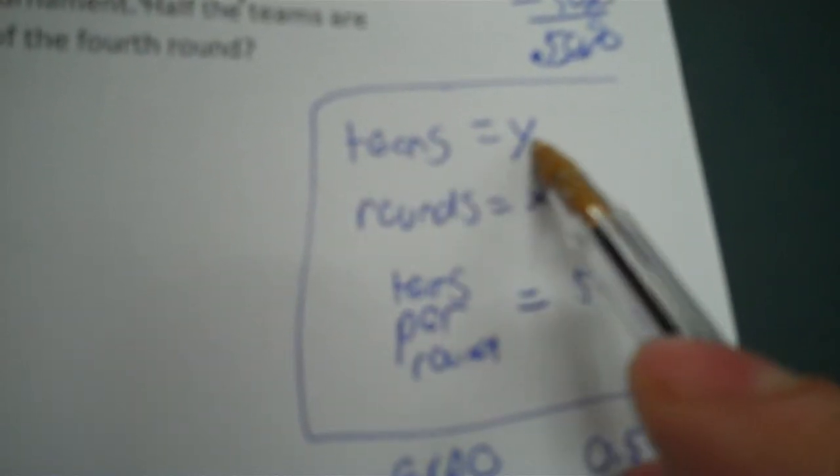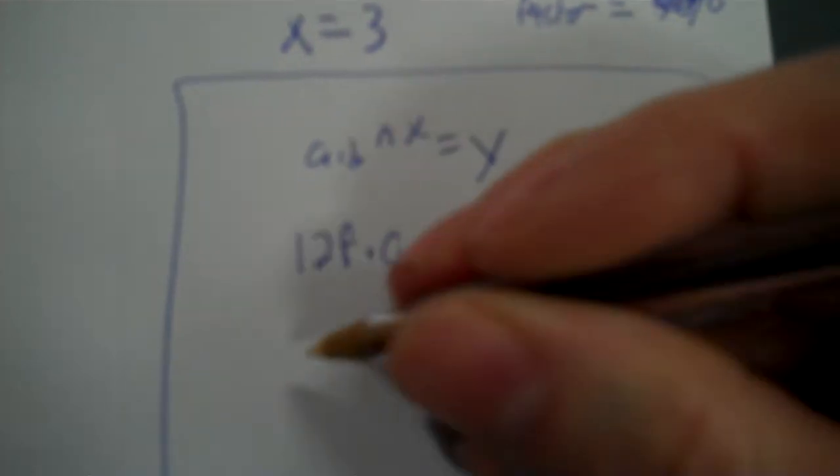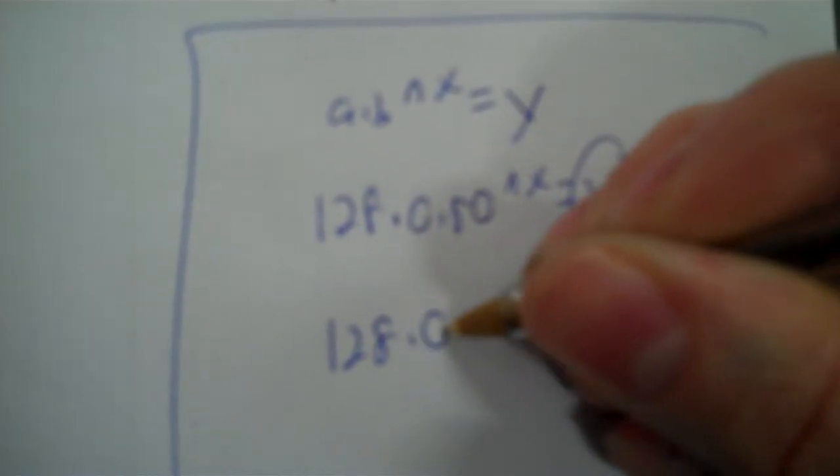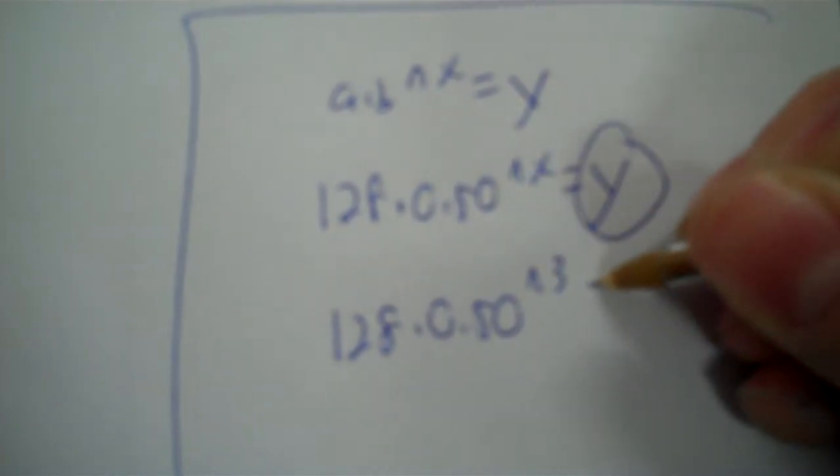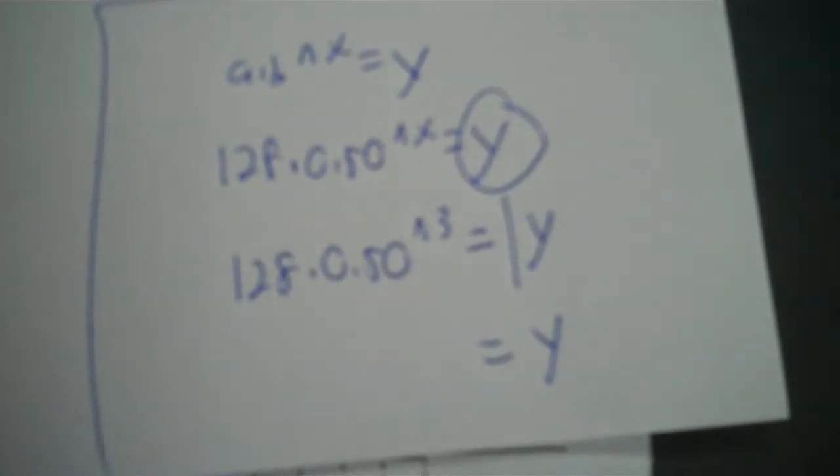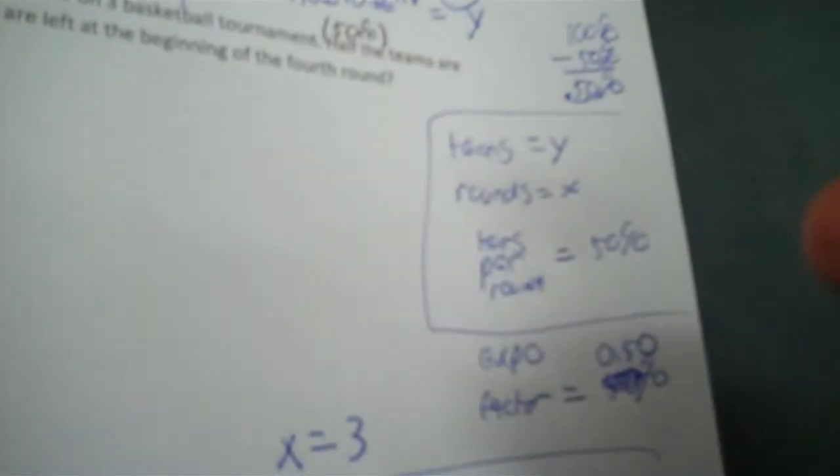So I'm finding the teams, so I'm solving for the teams, the y. We need to replace the x with how many rounds. Now it's not 4, we haven't started the 4th round, so x is actually 3. Okay, y has no operations, it's all by itself, you just punch in the other side of the equation. 128 times 0.50 to the power of 3, and I got 16.